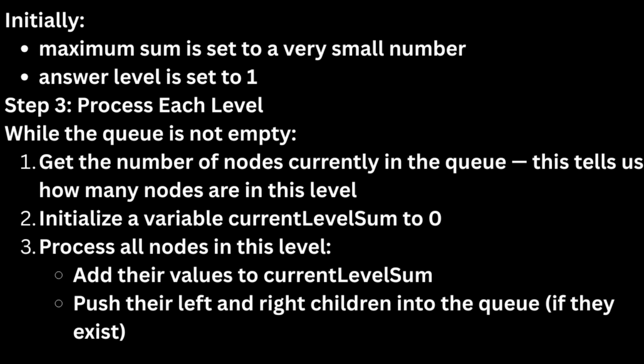Step 3. Process each level. While the queue is not empty, get the number of nodes currently in the queue. This tells us how many nodes are in this level. Initialize a variable current level sum to 0. Process all nodes in this level. Add their values to current level sum. Push their left and right children into the queue, if they exist.